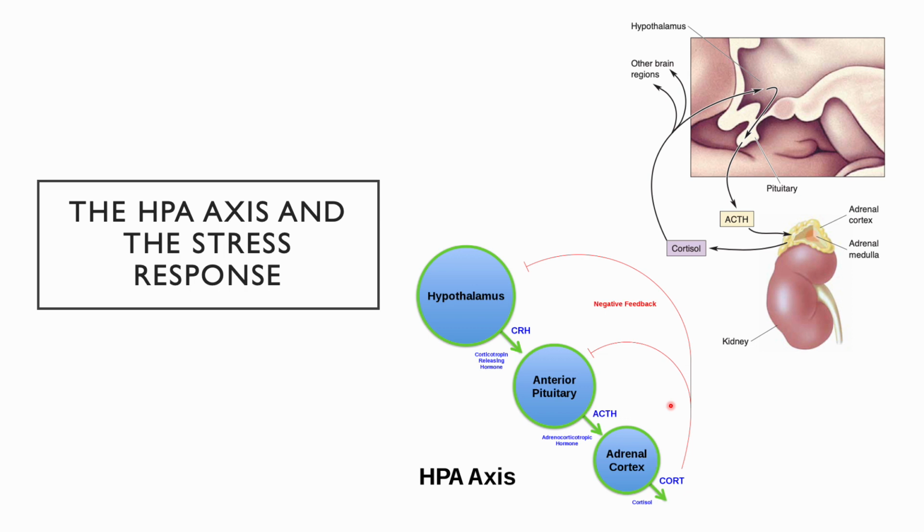Now, the HPA axis is going to be activated when the body is undergoing stress. Unfortunately, our ancestors were usually undergoing physiological stressors, but now in today's society, we are undergoing both physiological and psychological stress. So these stressors are constantly activating our HPA axis. And while acute activation of the HPA axis can be very beneficial in helping us deal with stress, long-term activation of the HPA axis can render serious health consequences. And later on, we're going to talk about the effects of stress on the body.